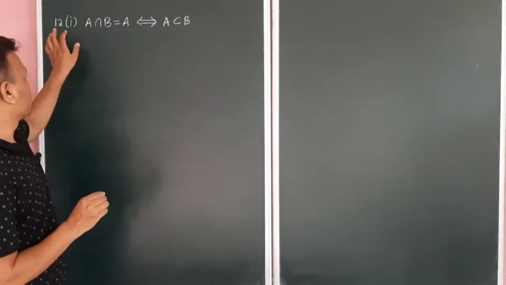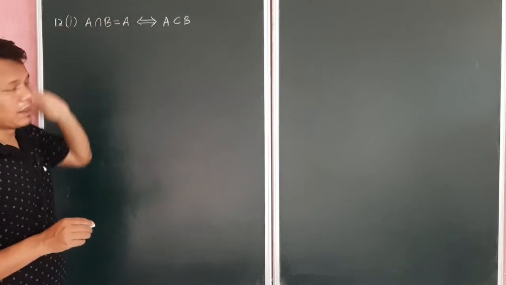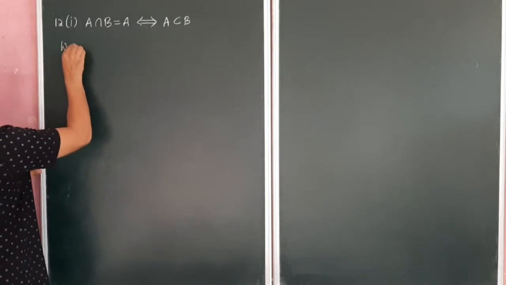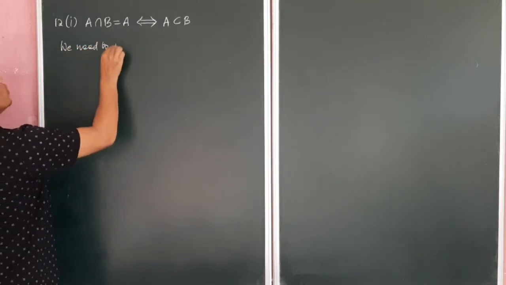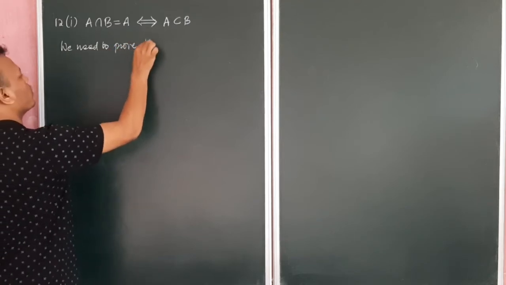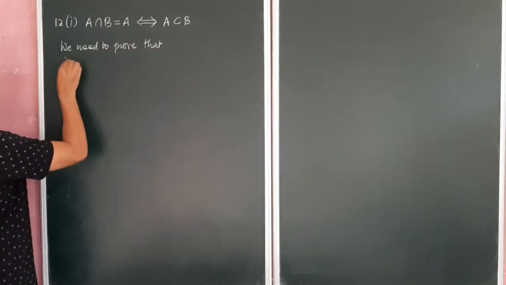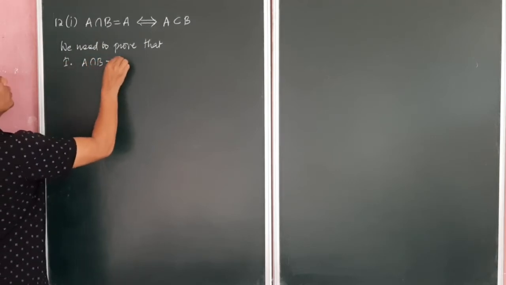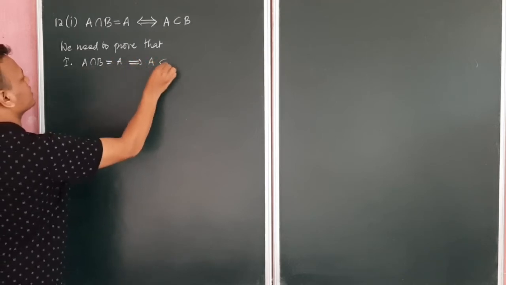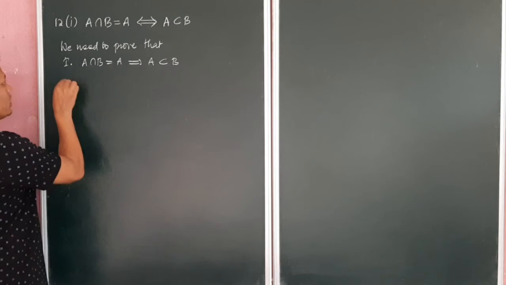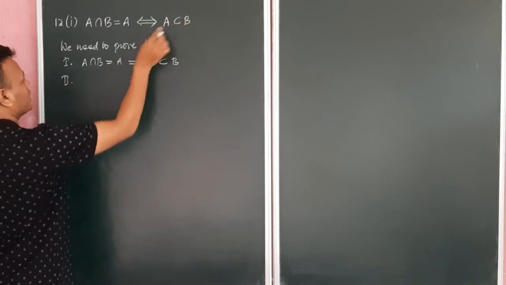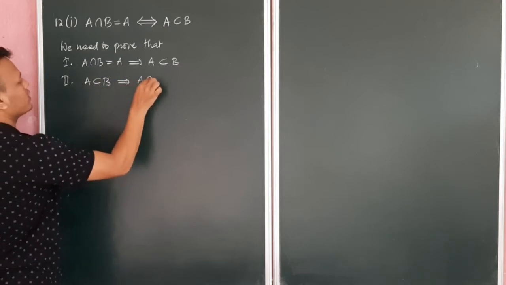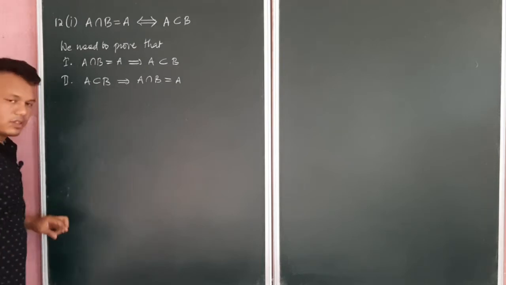Now let me take property number 12, which says that this happens. Okay, so here we have two arrows. So basically this means we need to prove that, so there are two parts as I said. Number 1 is, okay, so A intersection B equals to A implies A is a subset of B. So this is the first part, and the second part is we have to show that A is a subset of B implies A intersection with B is equals to A. So these are the two parts.